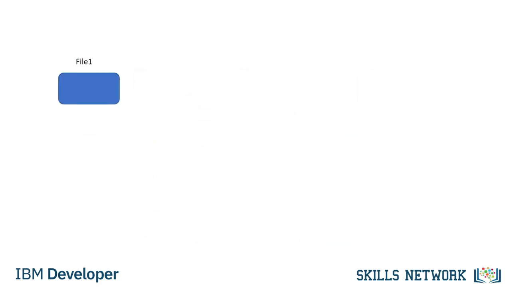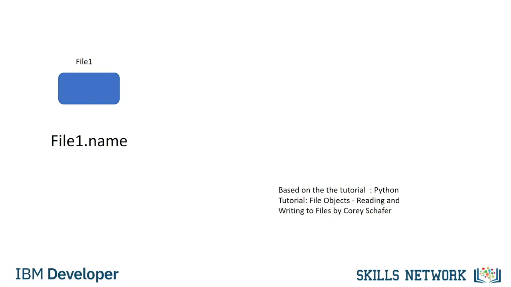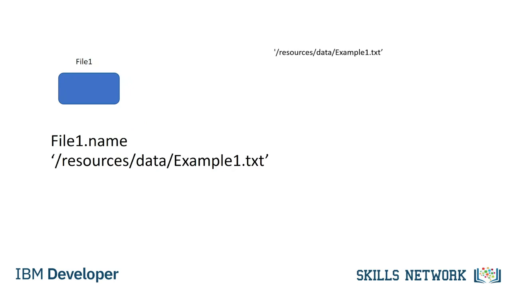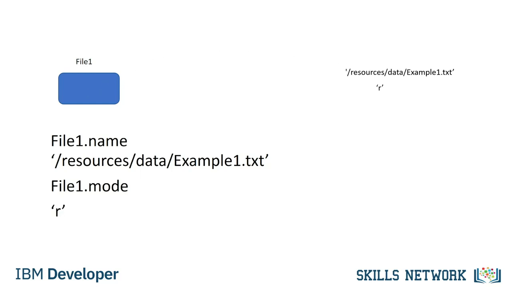We can now use the file object to obtain information about the file. We can use the data attribute name to get the name of the file. The result is a string that contains the name of the file. We can see what mode the object is in using the data attribute mode, and r is shown representing read. You should always close the file object using the method close.